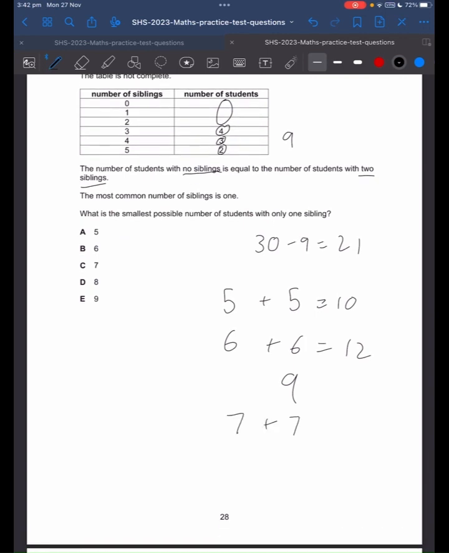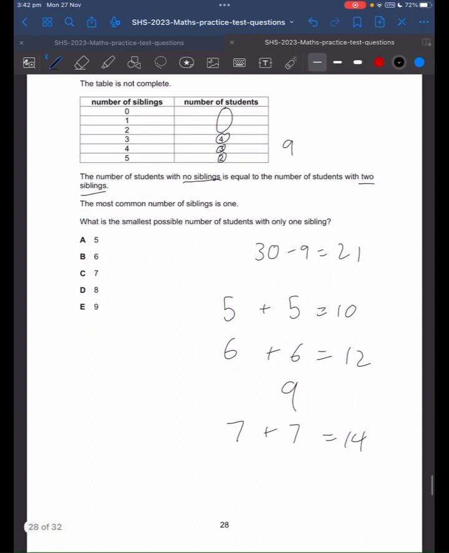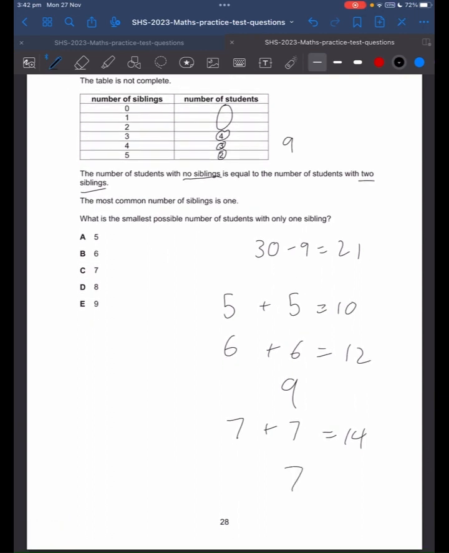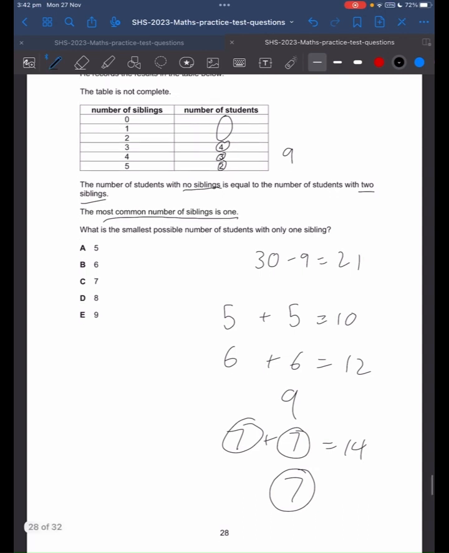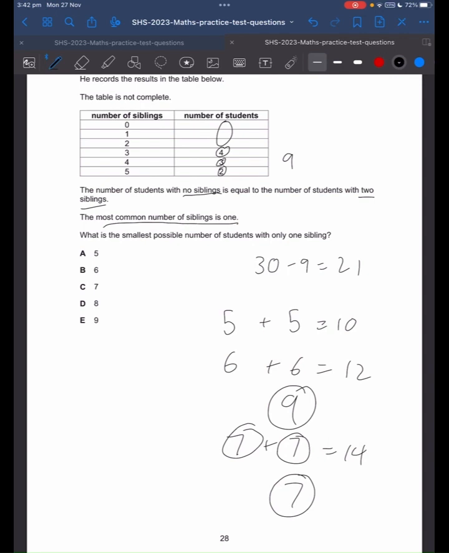7 plus 7 equals 14. How many students are left then? We have 7 students that have 1 sibling. However, the question says the most common number of siblings is 1. The question doesn't say that they are the same number of siblings. Therefore, the answer has to be 9.